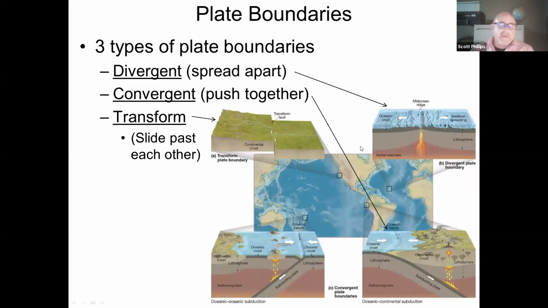Okay, there are 3 types of plate boundaries, and I think I went over these, so I'll just go through them quickly. There are divergent plate boundaries, like in the middle of the Atlantic Ocean. There are convergent boundaries where you have subduction. And then lastly, there are transform boundaries where things are sliding past each other, like the San Andreas Fault.